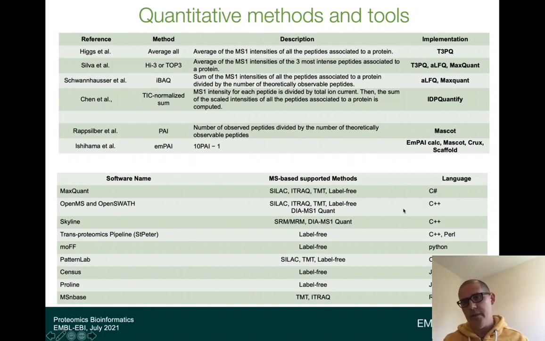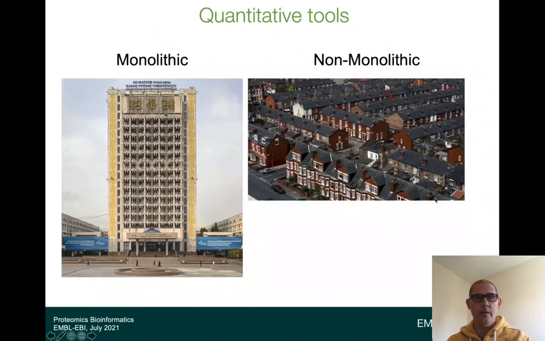Some of them can perform multiple types of data analysis. For example, OpenMS can perform SILAC, iTRAQ, TMT, and so on. They have been developed in multiple programming languages. One of the major differences between those tools is that some of them are monolithic and some are non-monolithic. What is a monolithic tool? A monolithic tool is basically a piece of software that performs all the tasks for you.